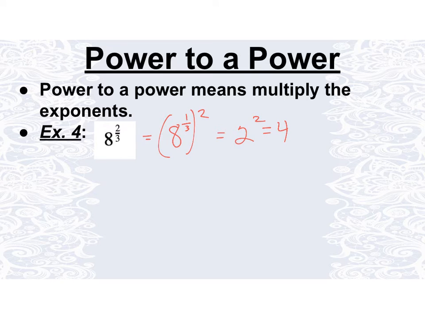You could separate it the other way. You could write it as 8 squared and then take the cube root. But then you're going bigger. You're going up to 64, and maybe you know the cube root of 64 is 4. But I like to make things smaller as I'm simplifying.